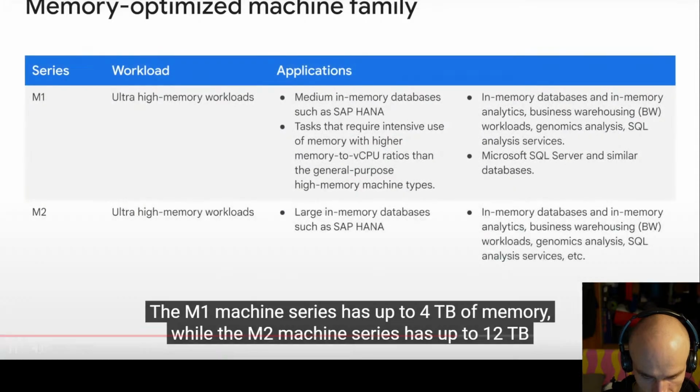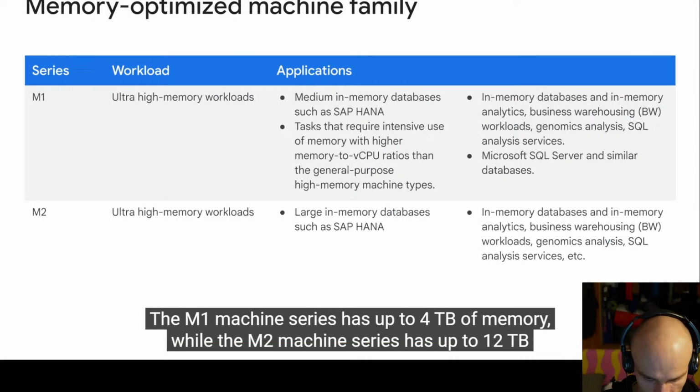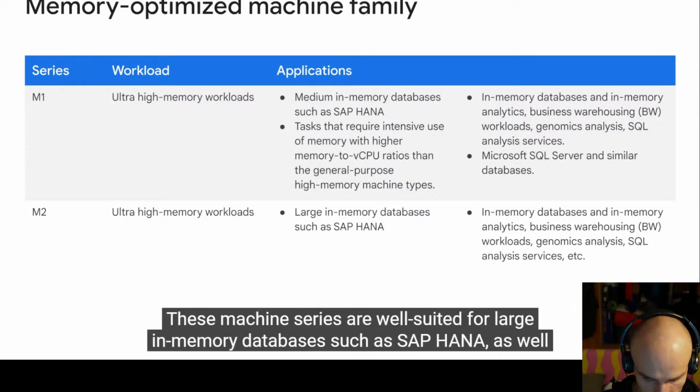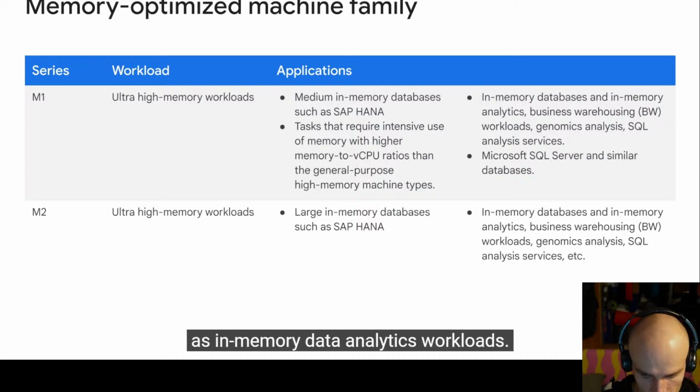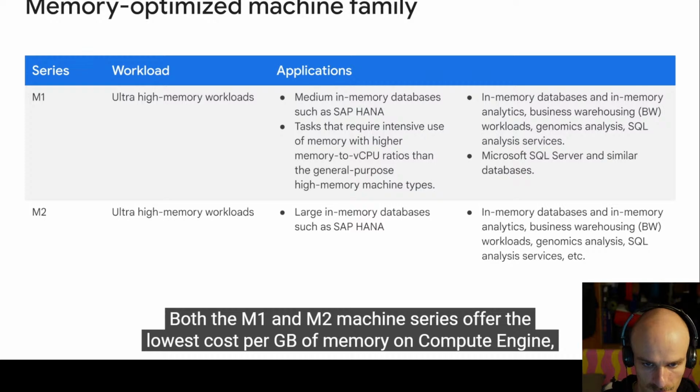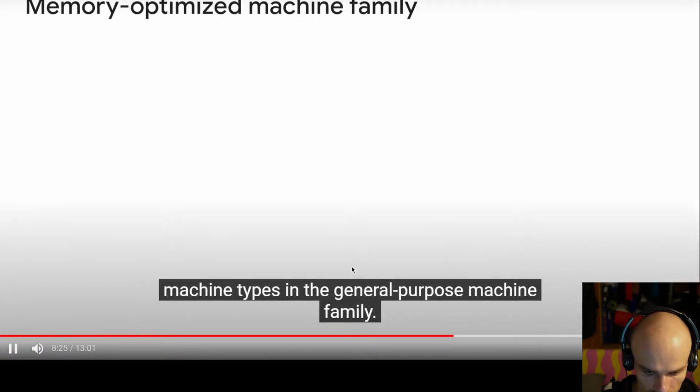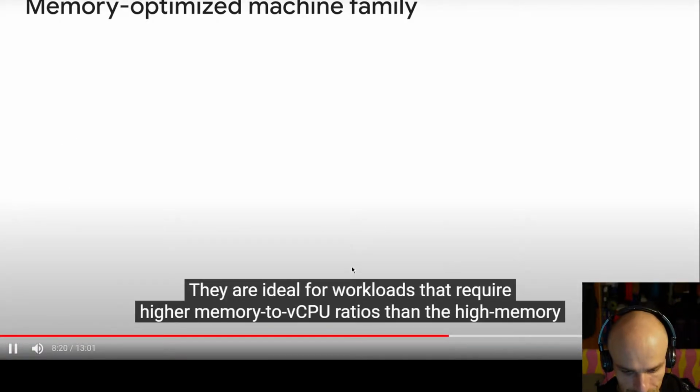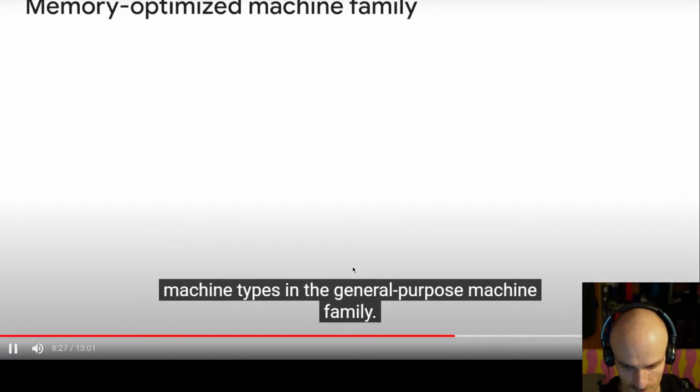The M1 machine series has up to 4 TB of memory, while the M2 machine series has up to 12 TB of memory. These machine series are well suited for large in-memory databases like SAP HANA, as well as in-memory data analytics workloads. Both the M1 and M2 machine series offer the lowest cost per GB of memory among Compute Engine VMs, while the high memory machine types in the general purpose machine family are ideal for workloads that require higher memory to virtual CPU ratios.